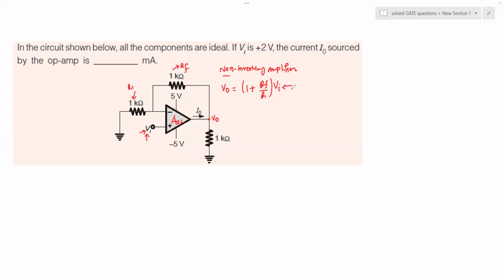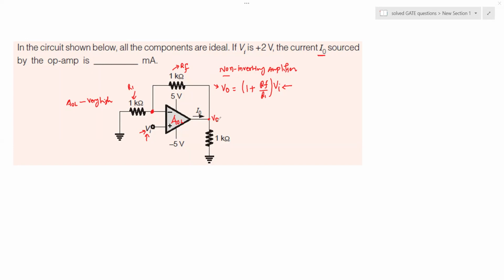Now, how we get this expression is by using the virtual ground concept at this node, assuming that the open loop gain AOL is very, very high, and then applying KCL, Kirchhoff's current law, at this node, and you get this expression of the output voltage. If you want to know how we derive it, we have done that in other modules, so you are encouraged to refer to that. But currently we are just focusing on how to find the value of I naught.